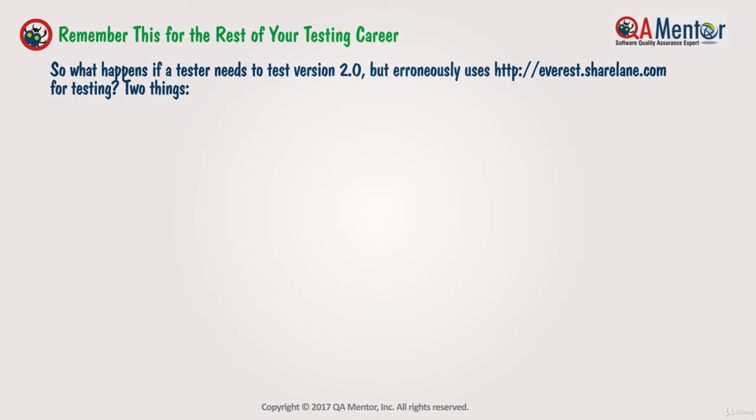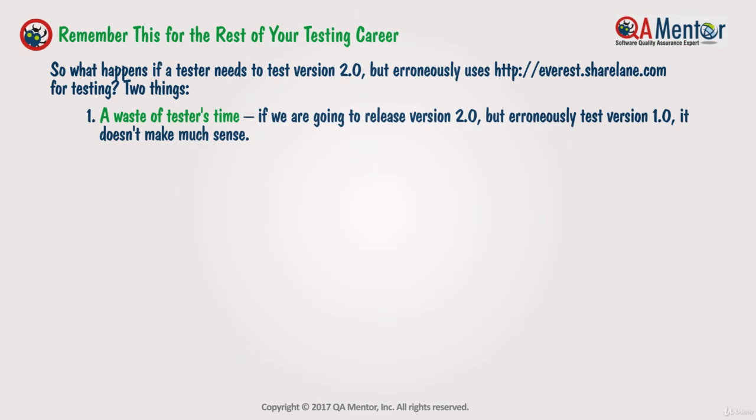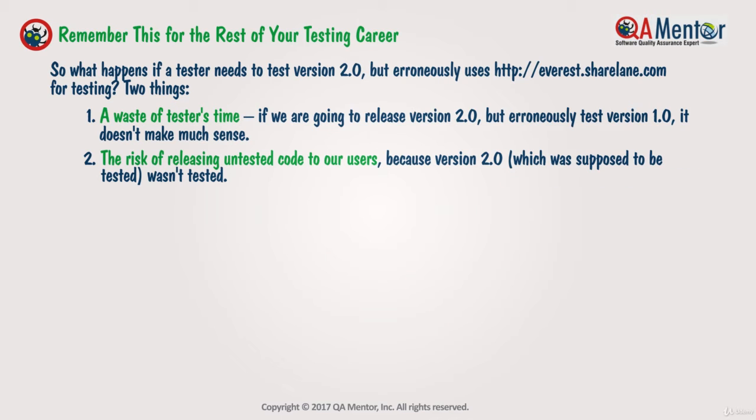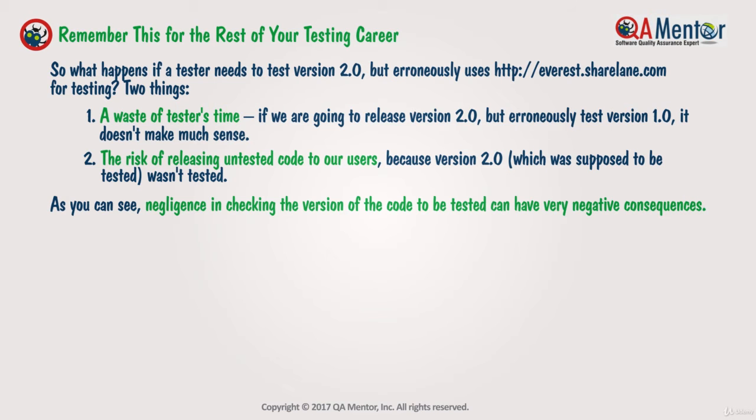So what happens if a tester needs to test version 2.0 but erroneously uses everest.sharelane.com for testing? Two things. One, a waste of testers' time. If we are going to release version 2.0 but erroneously test version 1.0, it doesn't make much sense. Two, the risk of releasing untested code to our users because version 2.0, which was supposed to be tested, wasn't tested.